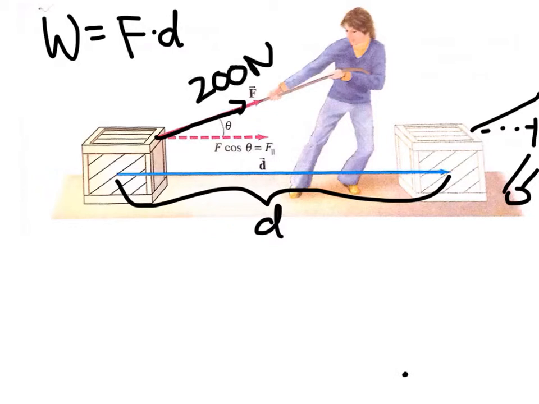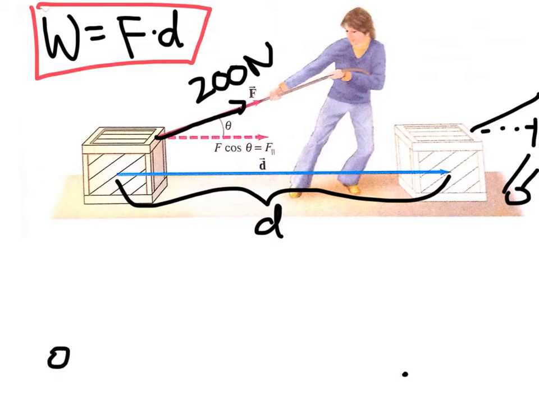Do you see how, because she's not exactly pulling to the side, only part of her force goes to moving this thing to the side? Some of it is actually, she's kind of pulling up a little bit, which doesn't do any work on the crate. So there's another stipulation in this formula, and that is that the force has to be in the direction of the distance it goes.